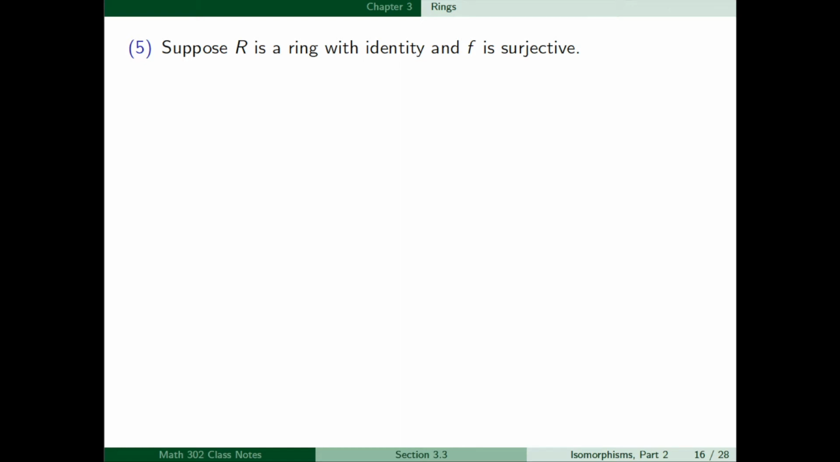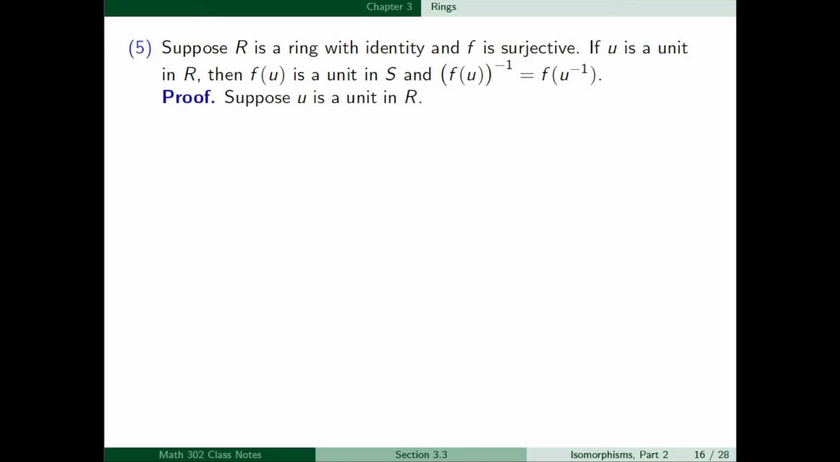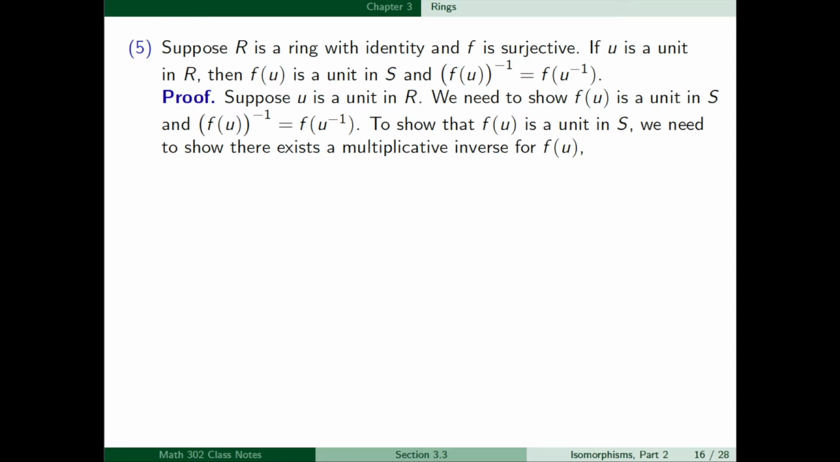Suppose R is a ring with identity and f is surjective. We want to show that if u is a unit in R, then f of u is a unit in S, and f of u inverse is equal to f of u inverse. To show that f of u is a unit in S, we need to show that there exists a multiplicative inverse for f of u, that is, an element s in S such that f of u times s is equal to the multiplicative identity 1 sub S, and s times f of u is equal to 1 sub S as well.